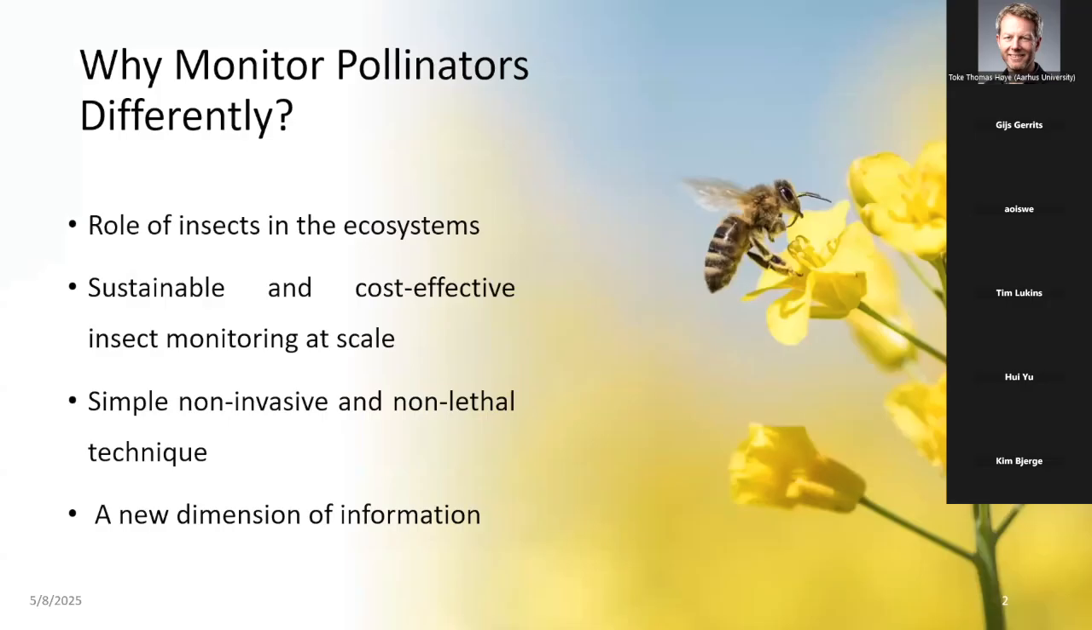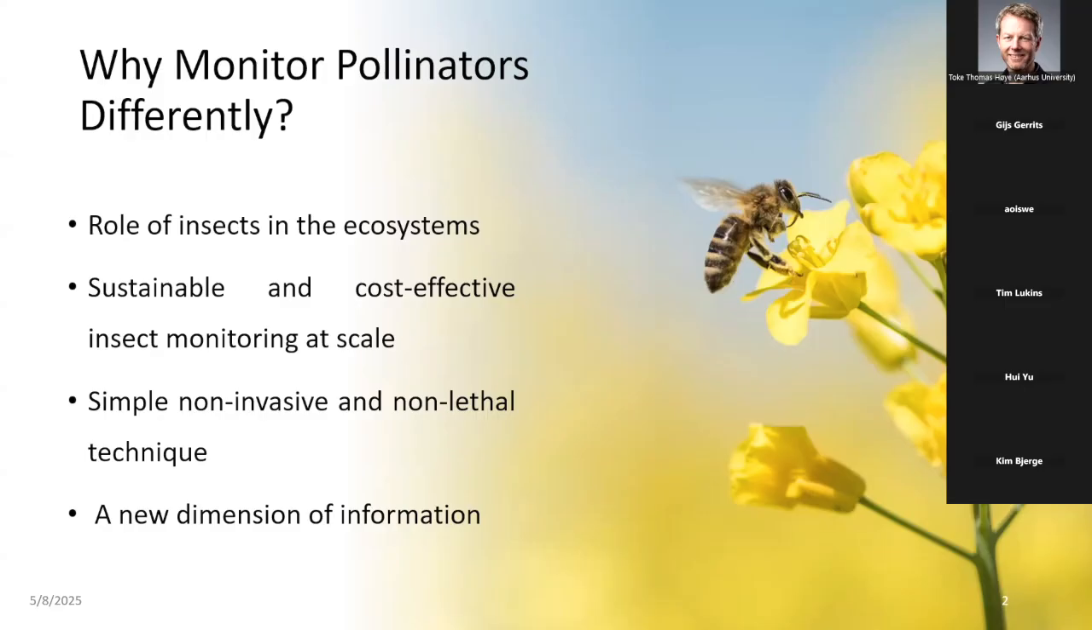So why monitor pollinators differently? We all are aware of the importance of pollinators, and we should monitor them using sustainable, non-invasive, cost-effective methods. The visual method has always been foundational for biodiversity monitoring, especially for identifying and classifying insects. So imagine we have an additional layer of information that could capture the biomechanics of the insects, such as its wing flapping patterns and how it reflects certain frequencies that a camera can't see, even the human eye can't see.